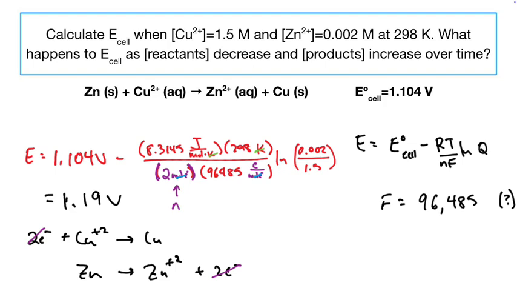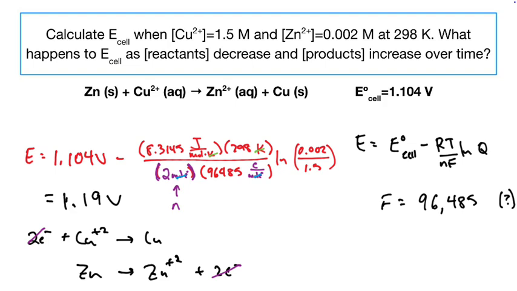How would we know? What was the standard cell potential? Positive or negative? Positive, which means this reaction was spontaneous, which means we are increasing the products over time. That's what that spontaneous reaction means.